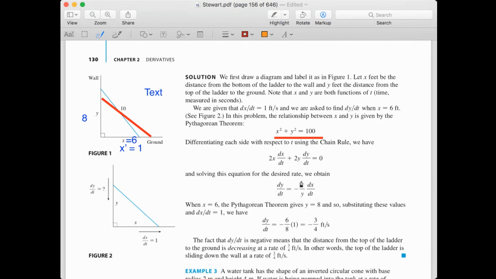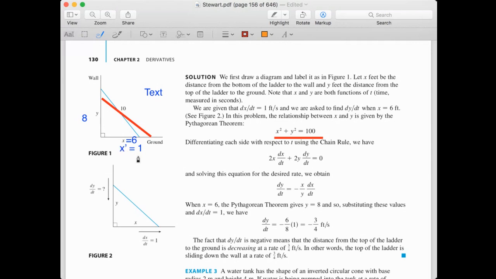All right, so we have x is 6, y is 8, and dx/dt is given. Dx/dt is sliding away 1 feet per second, right? So just plug in, we get negative 6 over 8 times 1, which is negative 3 over 4. You see the speed is negative. What does it mean that the velocity is negative? That means the length of y is decreasing. The rate of change is negative, so the y value is decreasing.